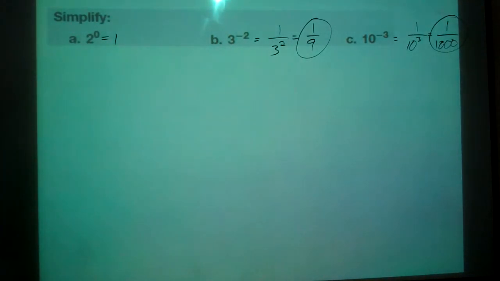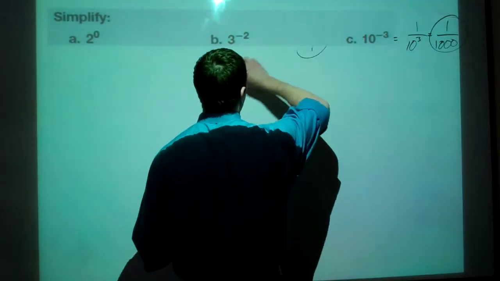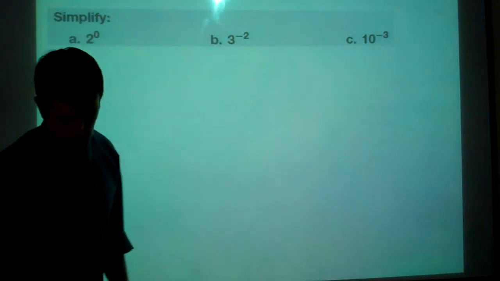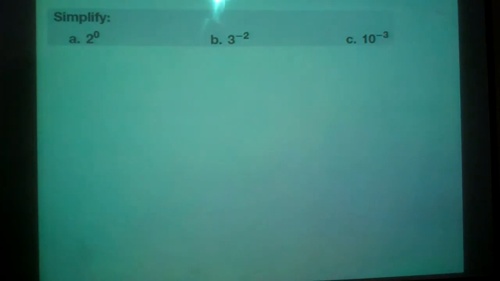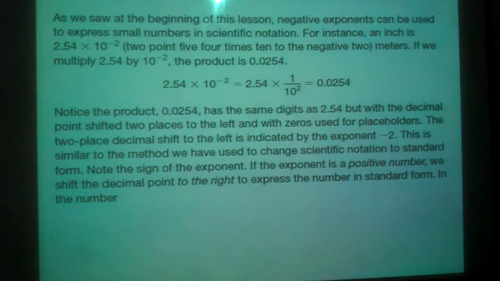Alright, so negative exponent just means that we're dropping it down to the denominator. And we showed you why with those first examples, or that pattern that we saw in the beginning of the lesson. Alright, so how does this relate to scientific notation? Well, we kind of saw that in the beginning when we had the two very small numbers multiplied together.